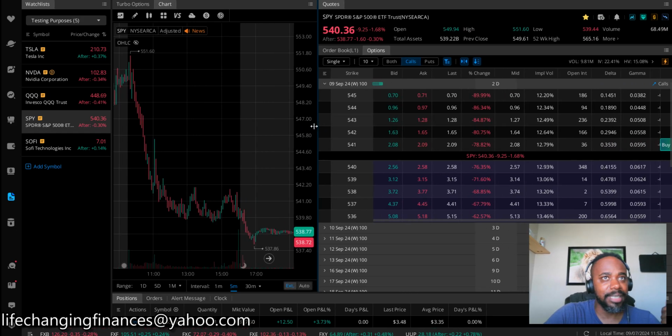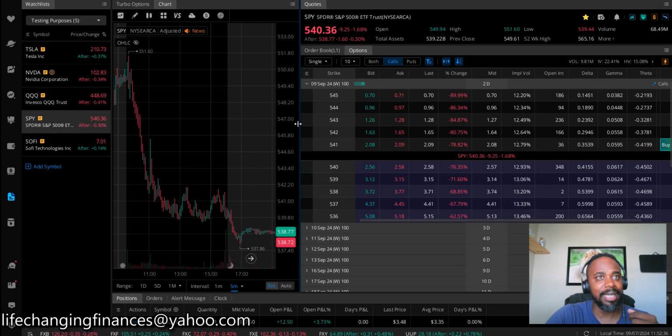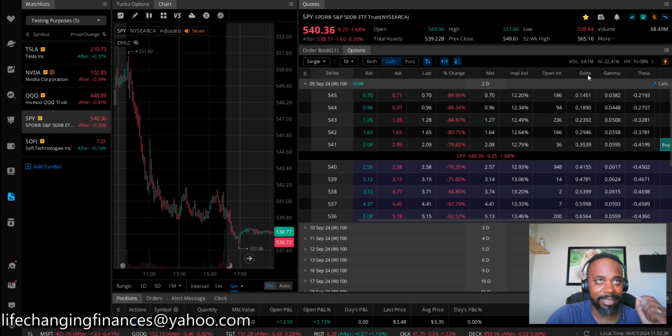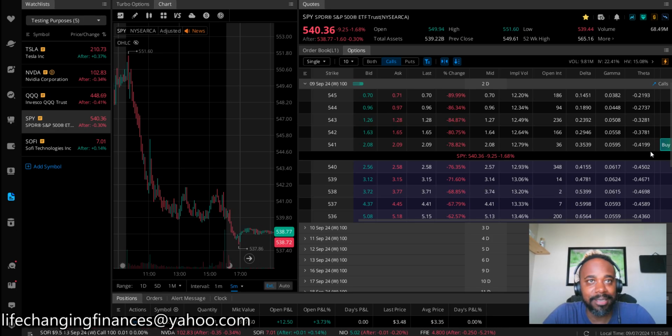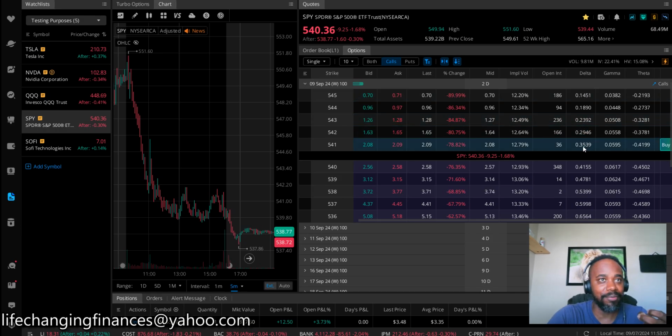Now, the first thing that you need to know about these option contracts is delta and then theta. Theta, this column here, is time decay. You'll notice it says negative 41.99. Essentially, what that means is for every day that goes past, if you were holding this contract, you would lose $41.